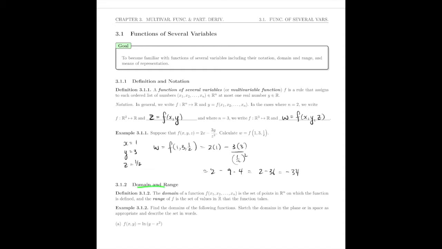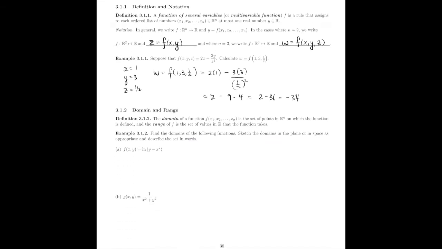Domain and range. Definition 3.1.2. The domain of a function f of (x1, x2, ..., xn) is the set of points in Rn on which the function is defined, and the range of f is the set of values in R that the function can take. So let's go and do example 3.1.2. We're asked to find the domains of the following functions. We're then asked to sketch the domains either in the plane or in space as appropriate, and to describe the set in words.